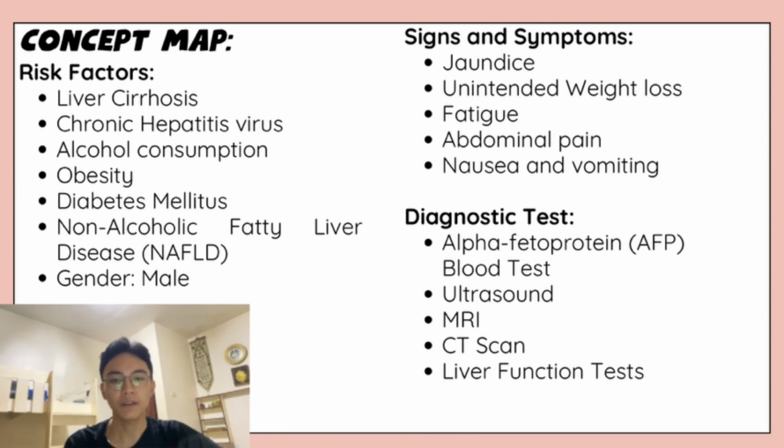So under here, we have the risk factors. We have liver cirrhosis, chronic hepatitis virus, alcohol consumption, obesity, diabetes mellitus, non-alcoholic fatty liver disease or NAFLD, and of course the male gender. For signs and symptoms, we have jaundice, unintended weight loss, fatigue, abdominal pain, nausea, and vomiting. For our diagnostic tests, we have alpha-fetoprotein or AFP blood test, ultrasound, MRI, CT scan, and liver function test.